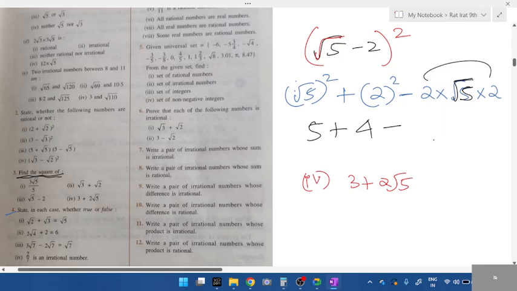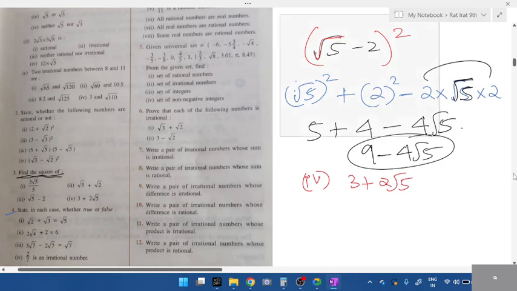You don't have basic calculation. 2 twos are, 3 twos are. You don't know that 2 twos are? Then tell me what 2 twos are. 4, 5. 5 plus 4 is 9. 9 minus 4 root 5 is the answer. Try the next one.